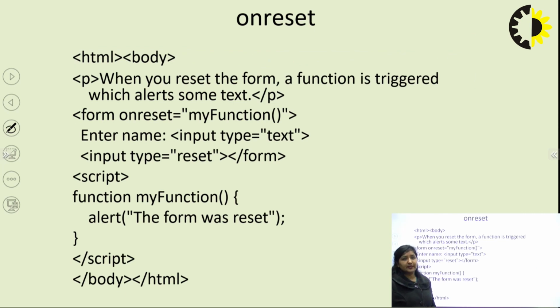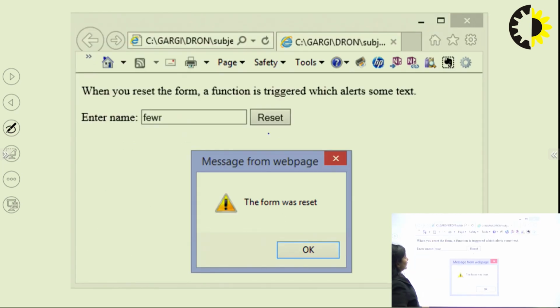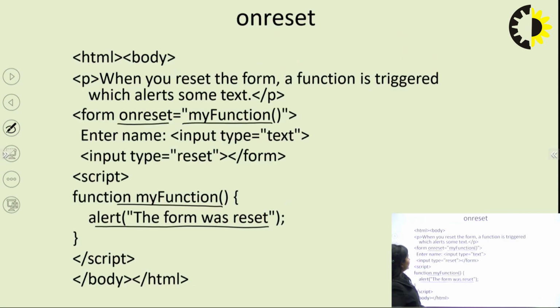Next one, on reset. Reset means whenever the form is reset. Similarly, on reset, this on reset function will be called, and my function is being called. My function is the function made in JavaScript, and alert will say that the form was reset. Now, let's see the output of this code. When you reset the form, the function is triggered which alerts some text. It was printed in the p tag, which was given in the body tag. As we know, whatever is written in the body tag will come as it is on the web page.